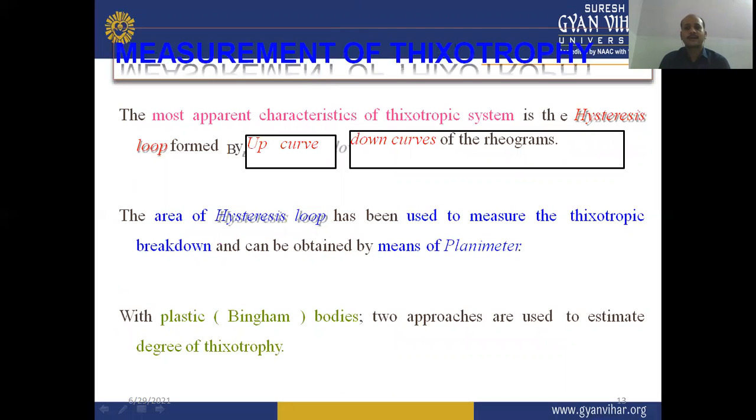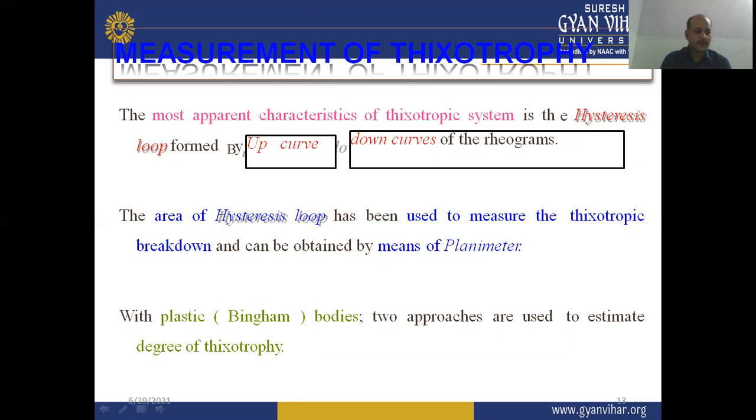Now, after the discussion of thixotropy, anti-thixotropy, and rheopexy, how can we measure or determine thixotropy? Measurement of thixotropy: the most apparent characteristic of a thixotropic system is the hysteresis loop. It is seen in the different rheograms. It is formed by the up curve and down curve of the rheogram, as we saw in our earlier slides.